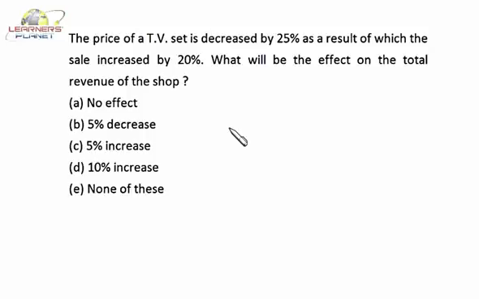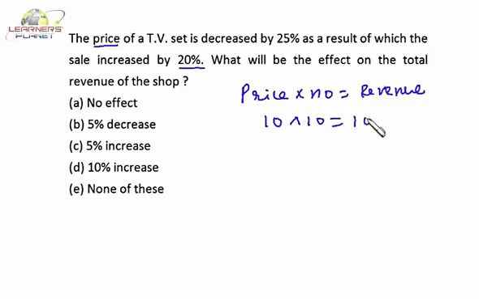Now in this case, the price of a TV set is decreased by 25%, as a result of which the sales increased by 20%. What is the net effect on revenue? Similarly, there are two variables, price and number of units. So price into number of units is equal to revenue. Let both of them be 10. So 10 into 10, the initial revenue is 100. Now price is decreased by 25%. That means the new price is 7.5 and the sales is increased by 20%. That means the new number of units is 12.